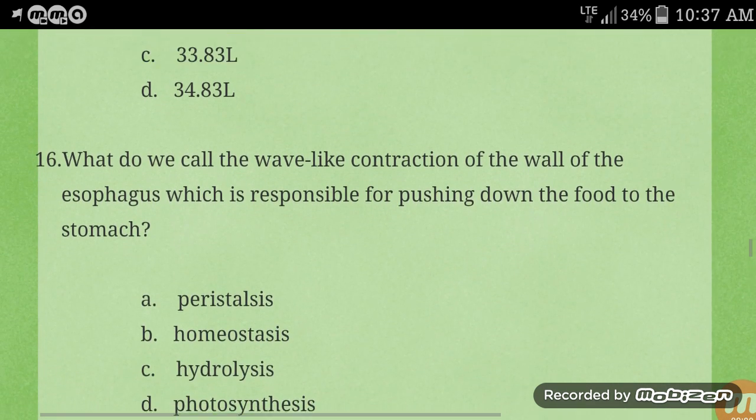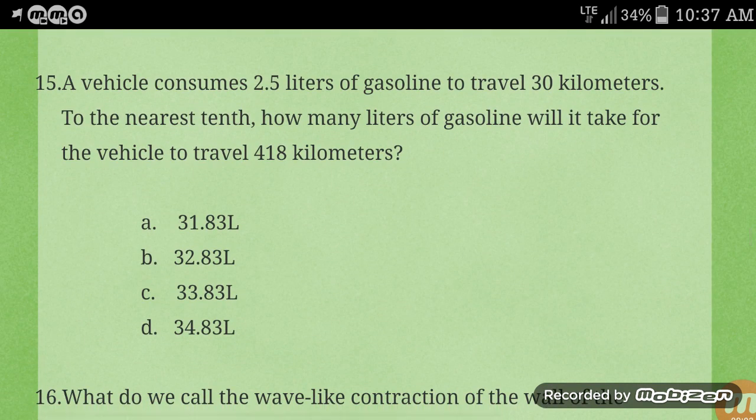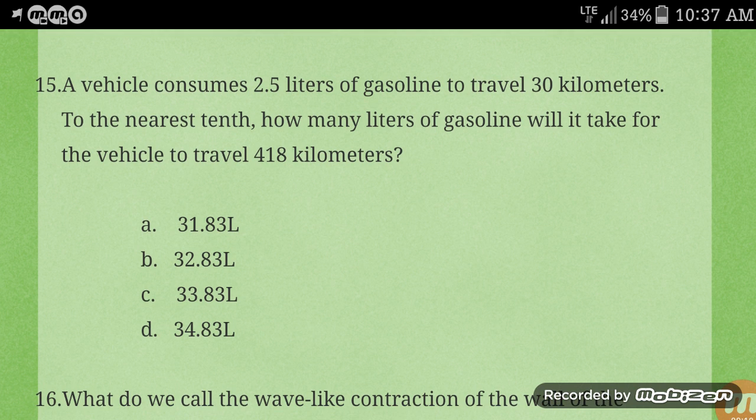Again, I said 418 times 2.5 divided by 30, because it's like the extremes and the means. Multiply: 2.5 is to 30, and x is to 418, and the extremes are 2.5 and 418, so multiply them, divided by 30, that gives you the x.